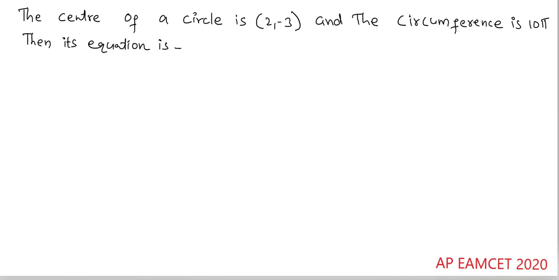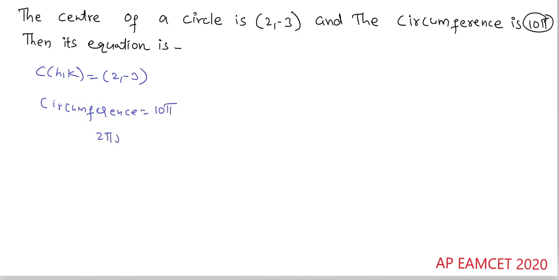The center of a circle is (2, -3) and the circumference is 10π. Then find its equation. Here the center of the circle (h, k) is equal to (2, -3) and the circumference is equal to 10π. We know that the circumference of the circle is 2πr, that is 2πr is equal to 10π. Here π cancelled. 2r is equal to 10. From this r is equal to 5. This is the radius of the circle.